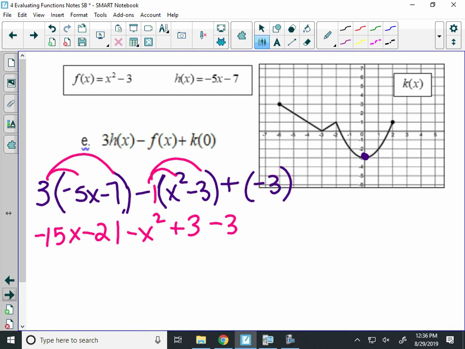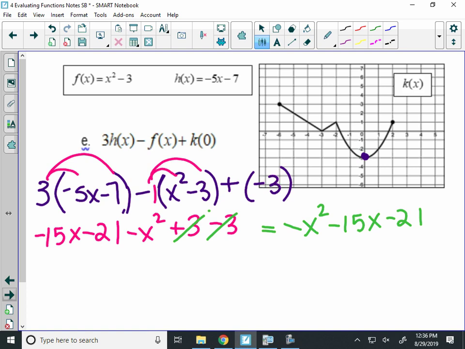So the easy one is plus 3 minus 3. Those cancel away. All right, my negative x squared first. My minus 15x next. Minus 21. And so that's a little more involved in the front, but it's really not bad, right?